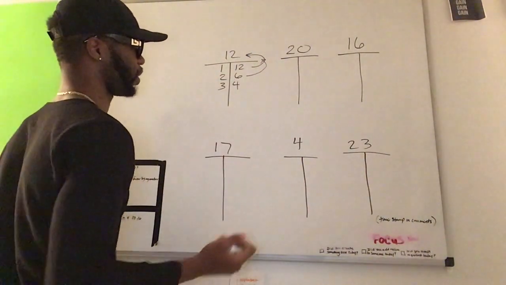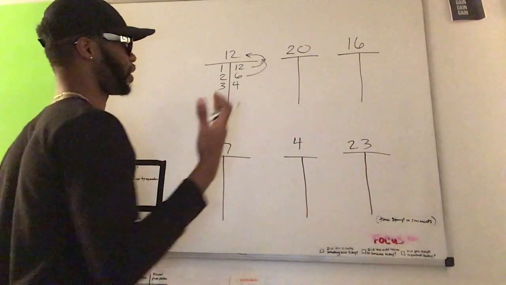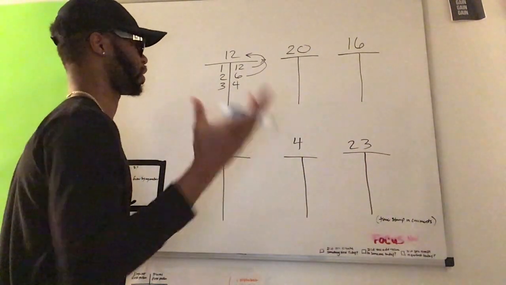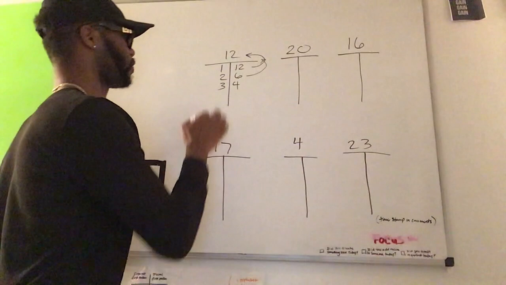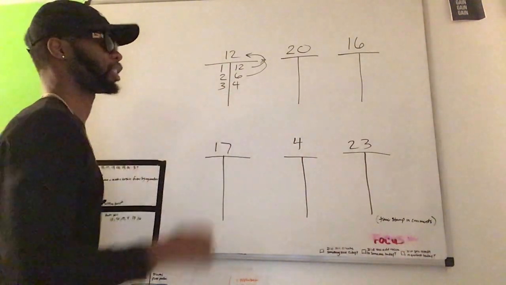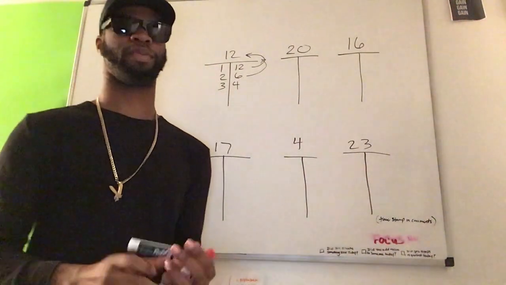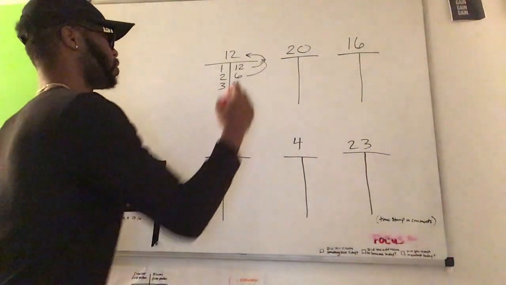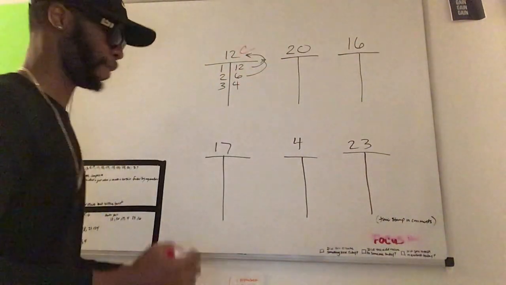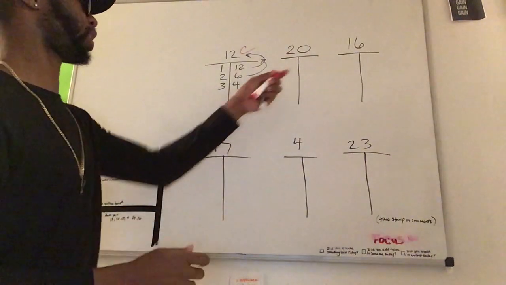6 times 2. What about 7? Nope. What about 8? Nope. 9? Nope. 10? Nope. Boom. So far I have 1, 2, 3, 4, 5, 6 factors for the number 12. Because this is more than 2 factors, I know that 12 is a composite number. Let's move on to the next one, 20.